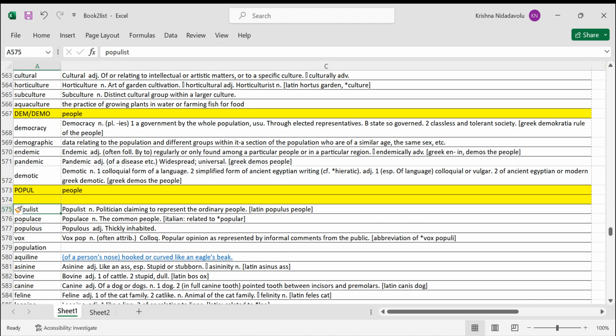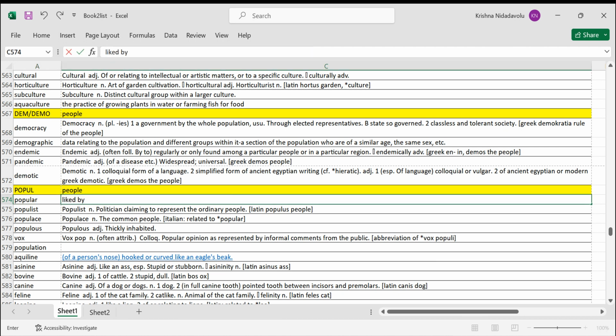Popular is liked by many people. Liked by many people. That is popular. Popul is related to people. Population. Population is the people of an area.